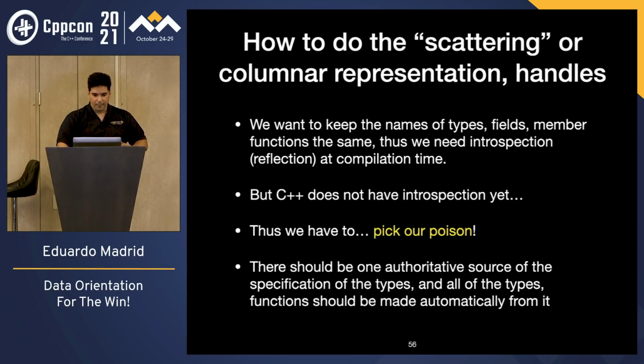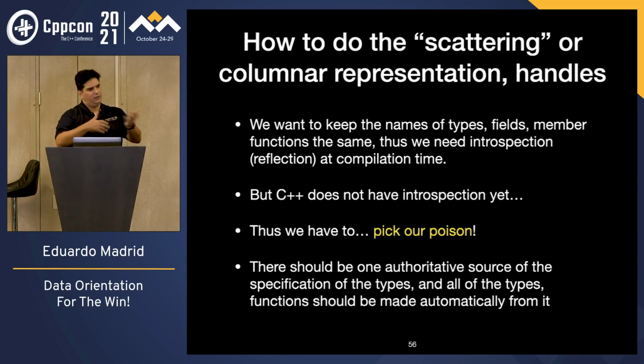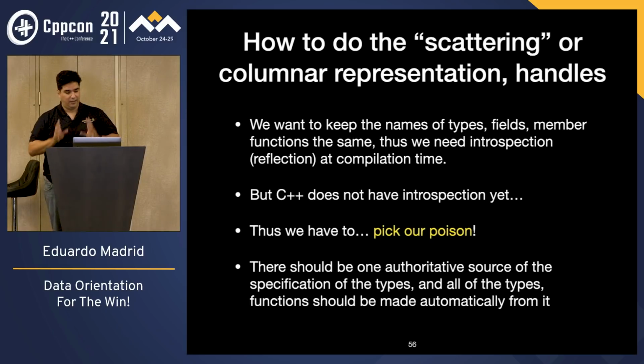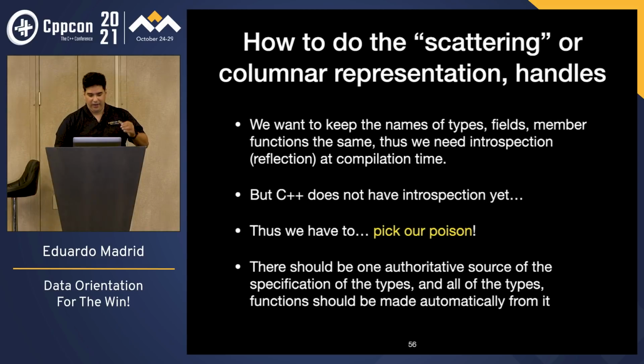Okay, how to do the scattering or columnar representation of the handles? We need to respect our users who want their code to continue to be more or less the same, to have the very same names. The names for the functions should be the same, probably also the names for the fields, although we are going to ask them to use accessors, functions that access the field, so that is not too much to ask. But we have a problem that we have to have identifiers. And if we have identifiers, then we need introspection, but C++ doesn't have it, so we are left only with bad choices. We have to pick our poison.